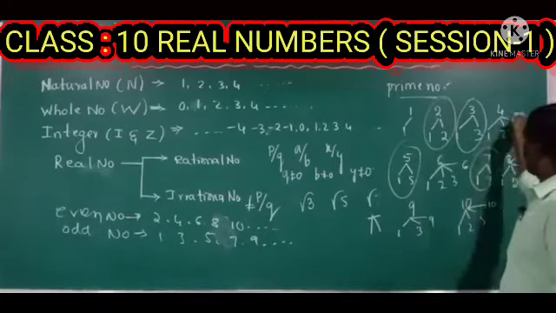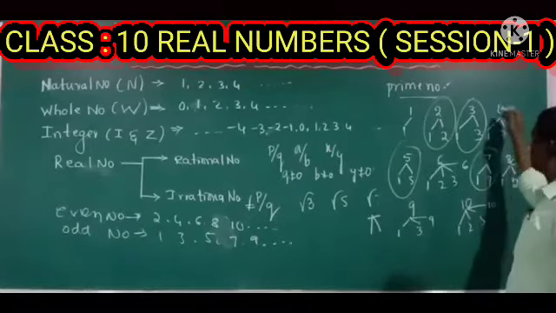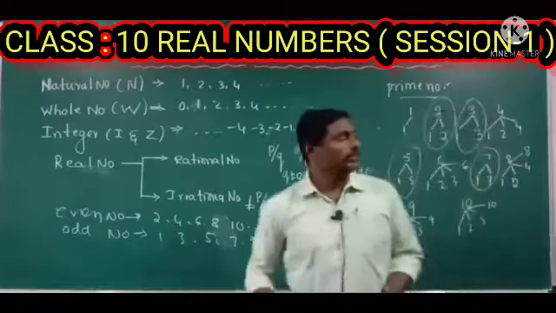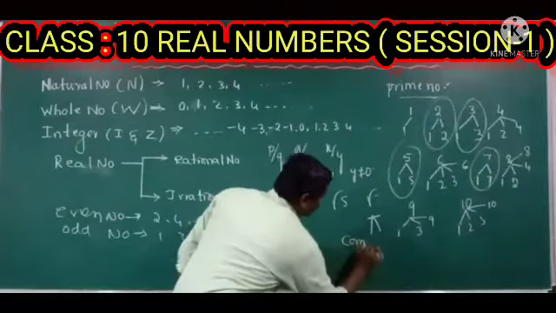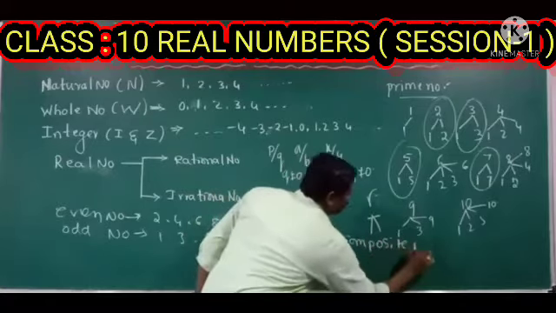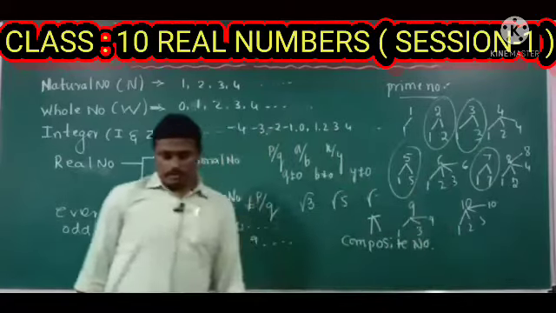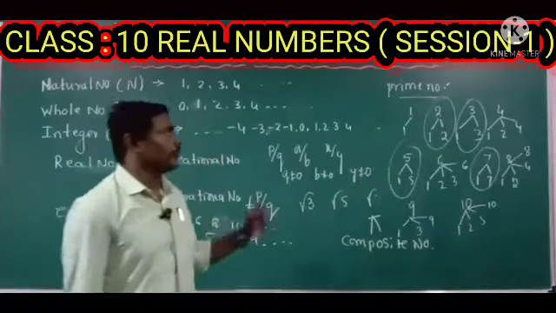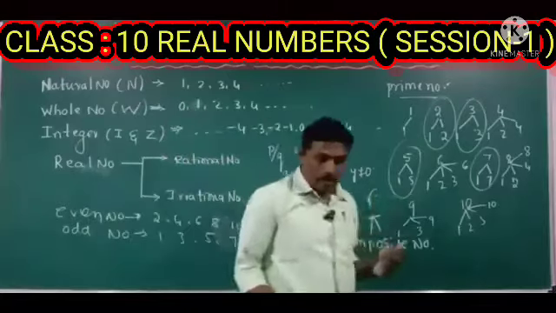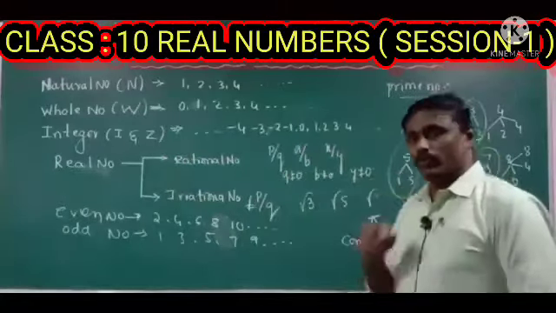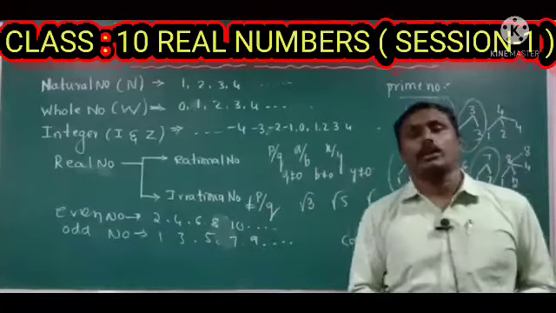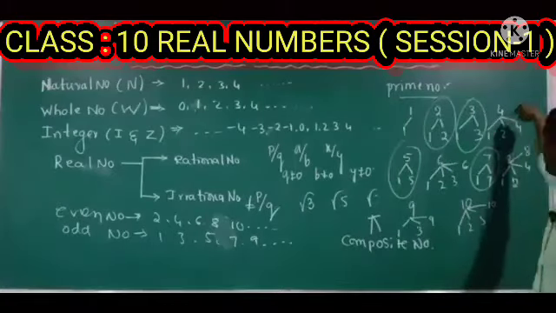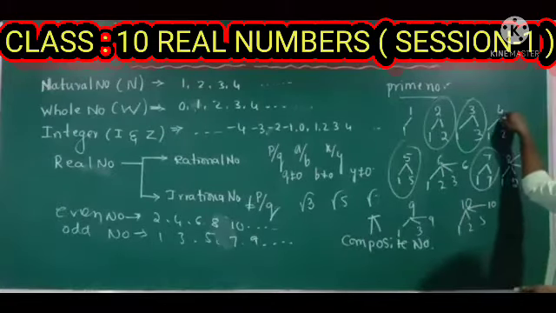Then what name do we give to these other numbers, 4, 6, 8, 9 and 10? These are the composite numbers. How can we define composite numbers? The numbers which have more than 2 factors are called composite numbers. Here the first composite number is 4.